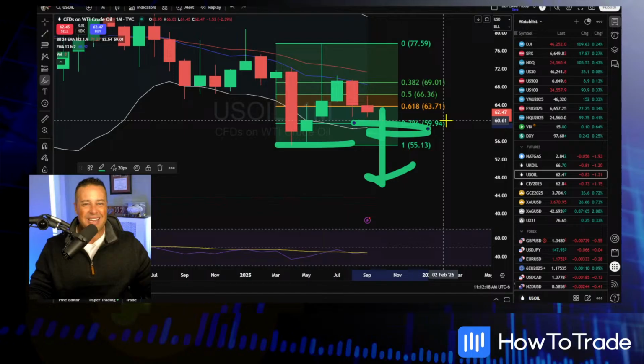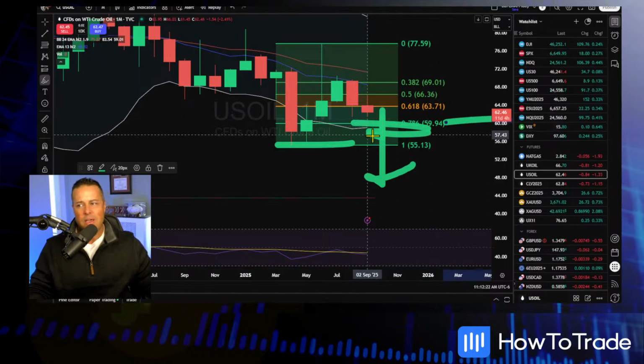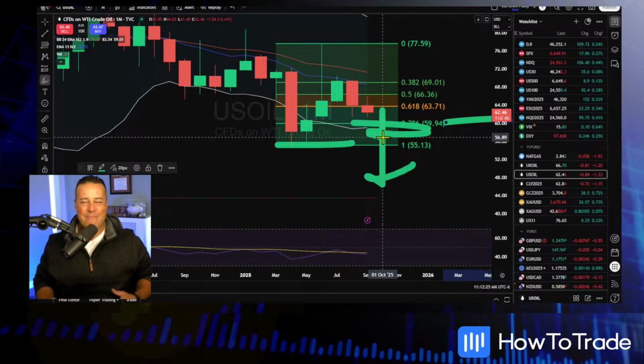You're looking for entries, probably 60.09. Our key level right there is 59.94. If you take that out, I would say my maximum stop loss would be probably 59.71-ish, 73-ish, somewhere in there. So somewhere between a 35 pip risk, maybe a 40 pip risk. Wouldn't go any deeper than that.